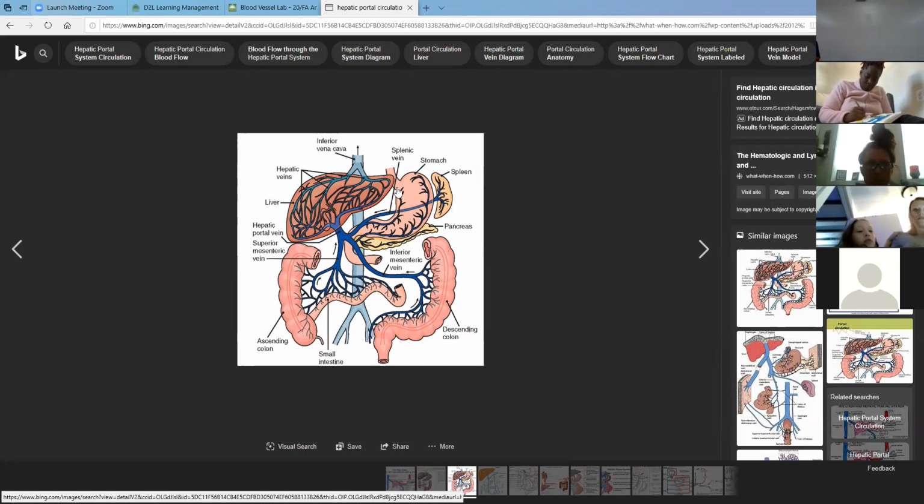Okay, so everybody, now when we get to the renal system, we'll see the third portal system. There's a portal system in the kidneys as well. We'll get to that.